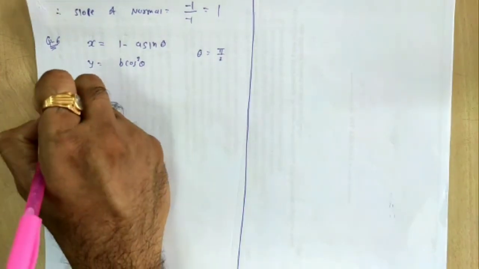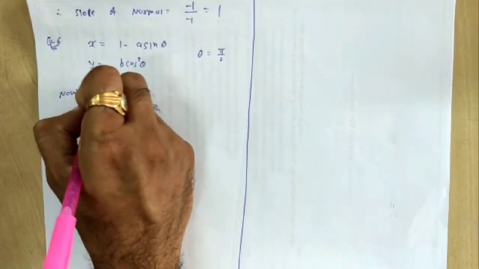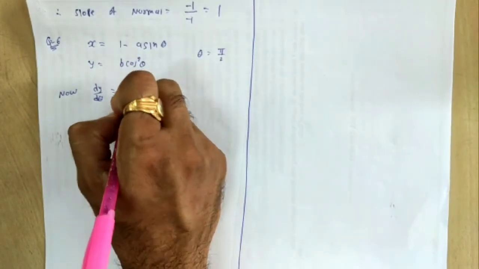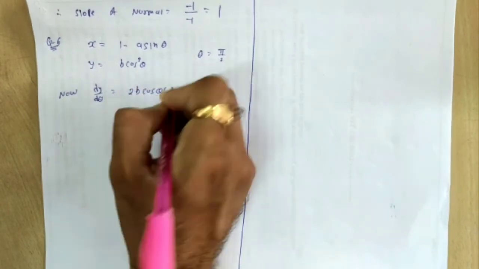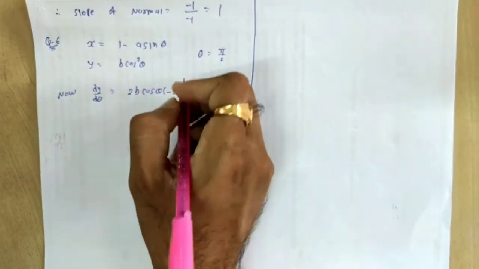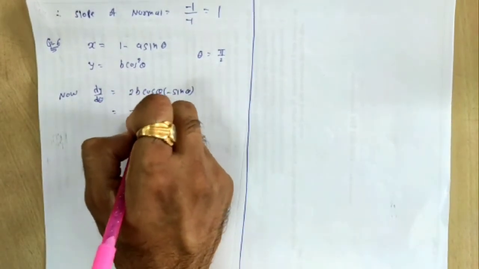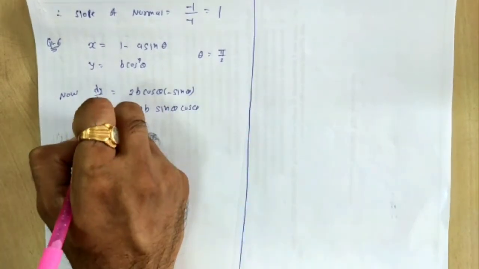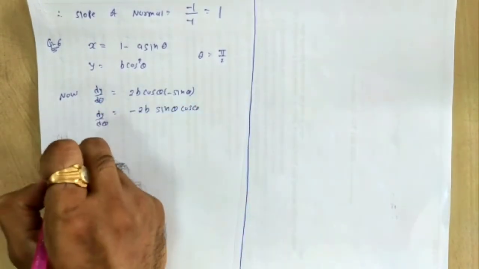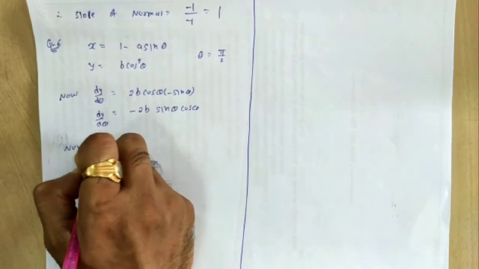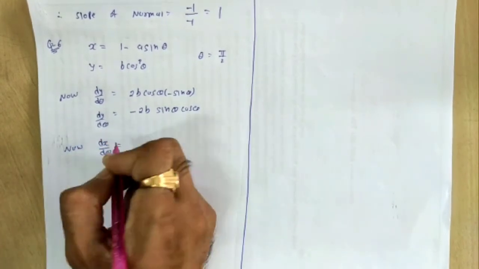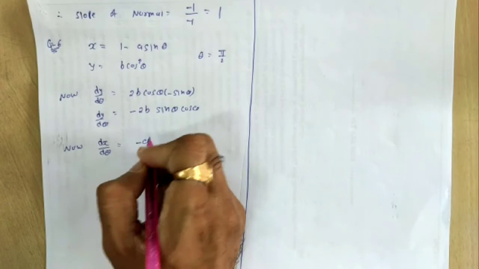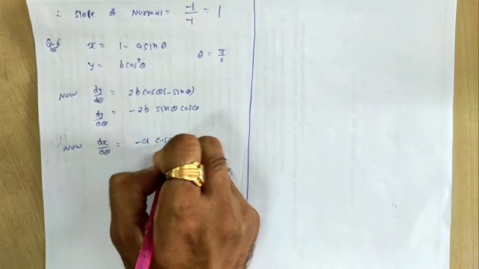Now here first we are finding dy by d theta which is equal to 2b cos theta into minus sin theta. So we will write it as minus 2b sin theta cos theta, that is our dy by d theta. Now our dx by d theta will be 0 minus a sin theta, so it's minus a cos theta.